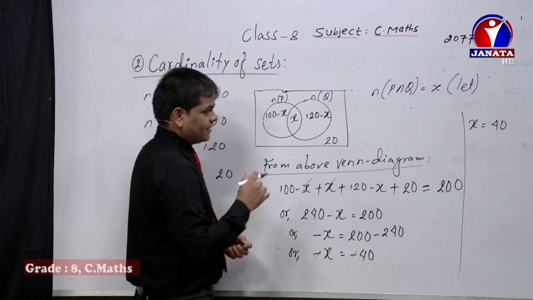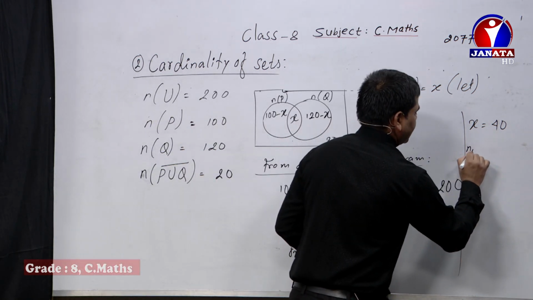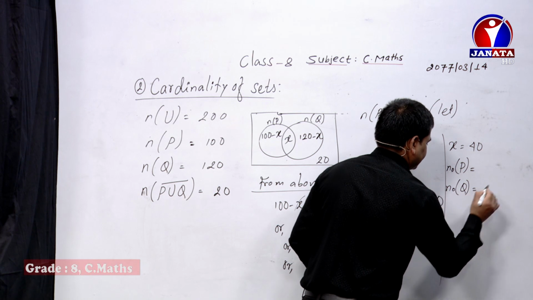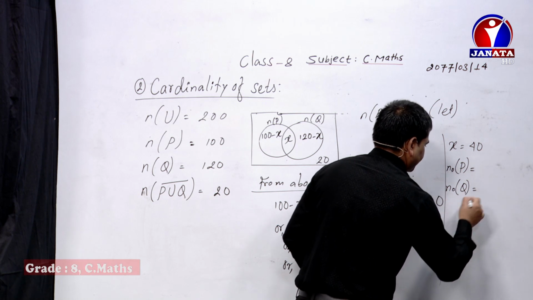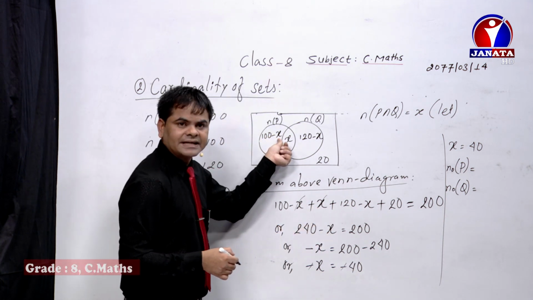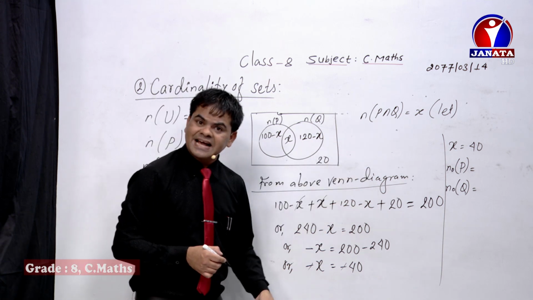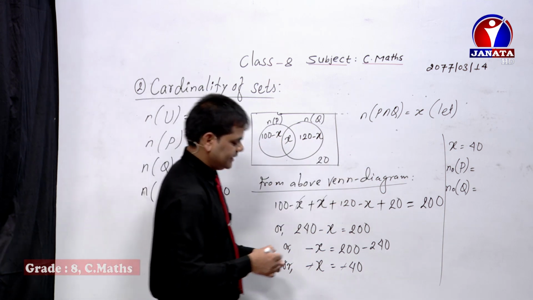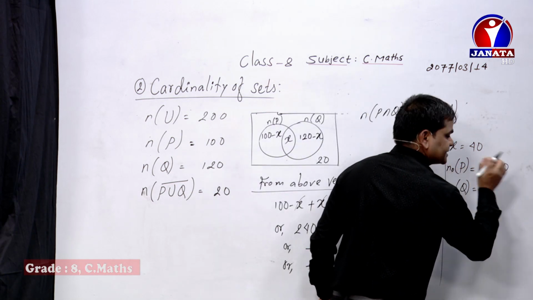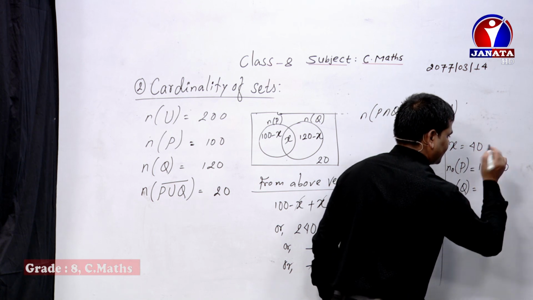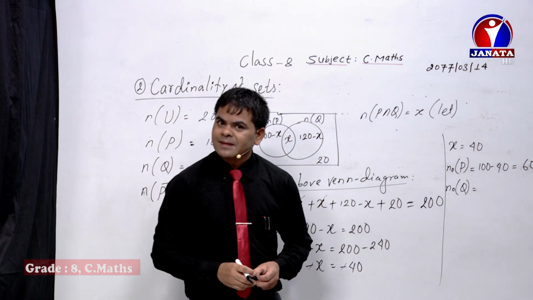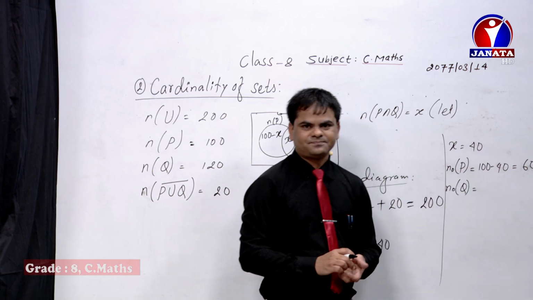Now, if we want to find out, dear students, n(P only) and n(Q only), how many people like P only, how many people like Q only? How many people like P only? 100 minus the value of x. As we have found the value of x as 40, so 100 minus 40. By doing so, as the value of x is 40, I'm going to keep 40 in the place of x. Now it equals 60. Now we can give the answer: the number of people who like P only is 60.